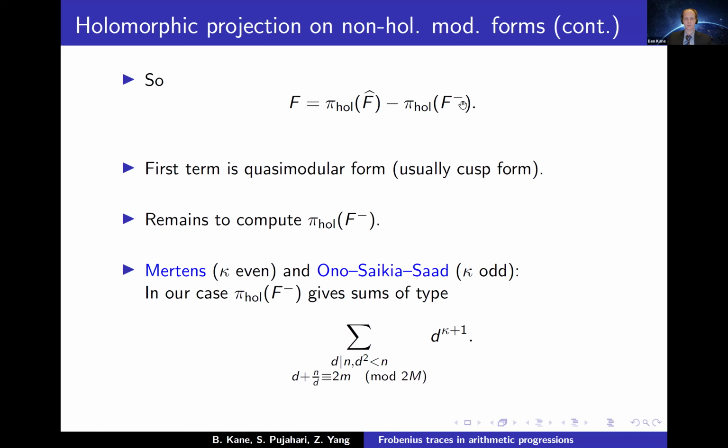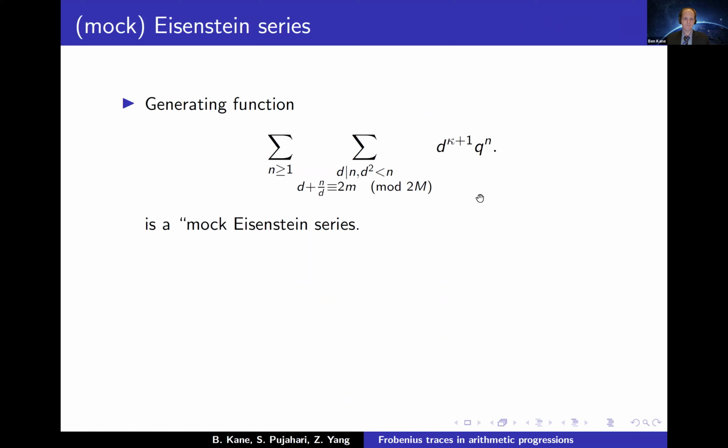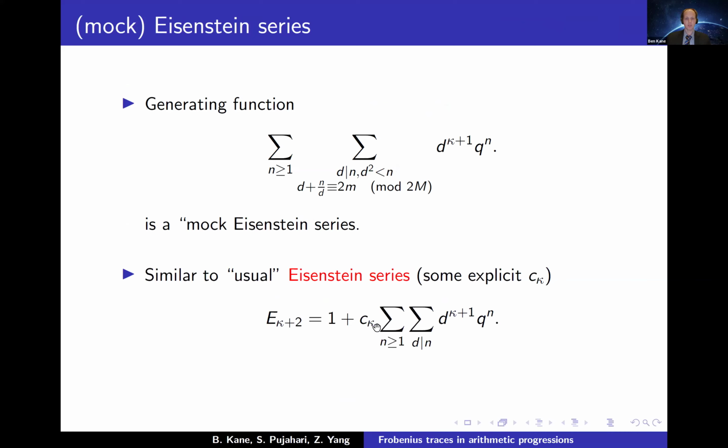And so essentially it turns out this extra piece, this non-holomorphic piece that you add, the holomorphic projection of it, turns out to be something like an Eisenstein series, but with a weird condition that if you take the two divisors that multiply together to give n, it gets only the smaller divisors. So you don't sum over all the divisors like you would to some power. You only sum over the smaller divisors, something like this. And so we call this a kind of mock Eisenstein series. And it's, as I said, related to the usual Eisenstein series.